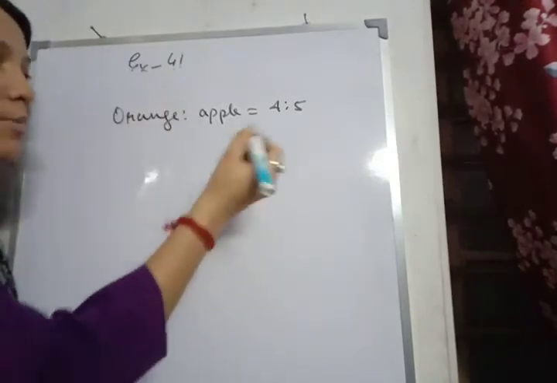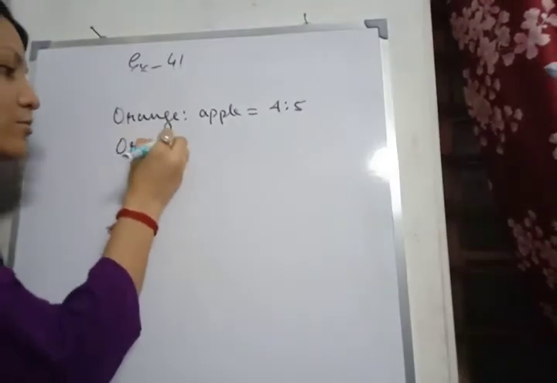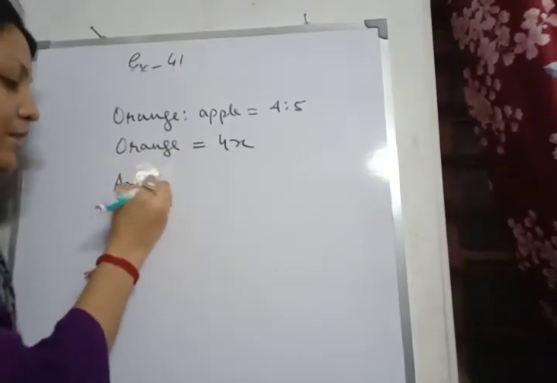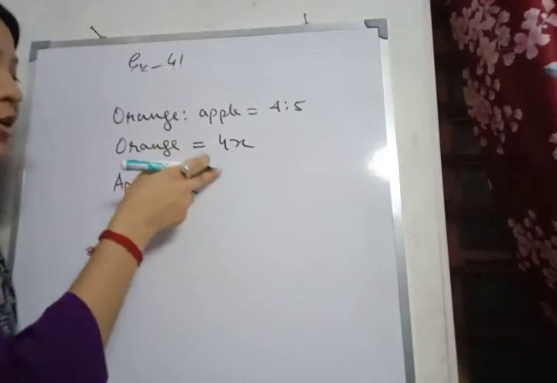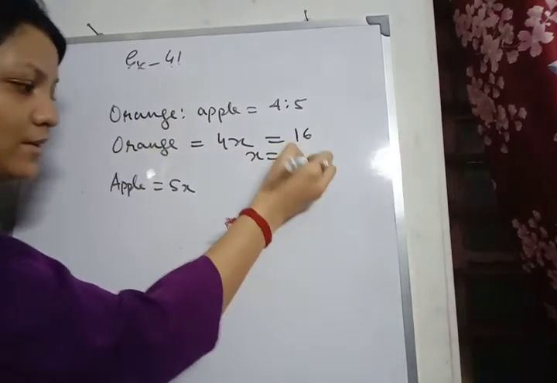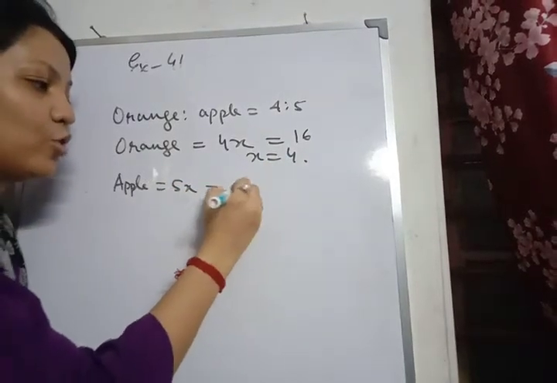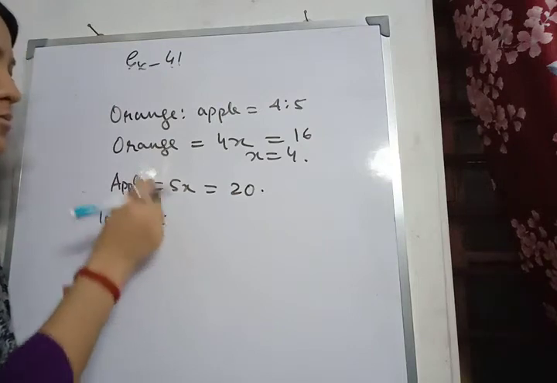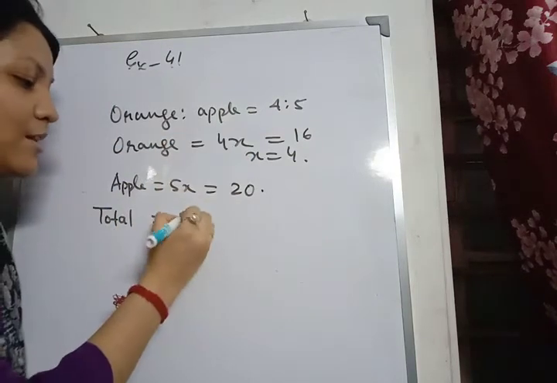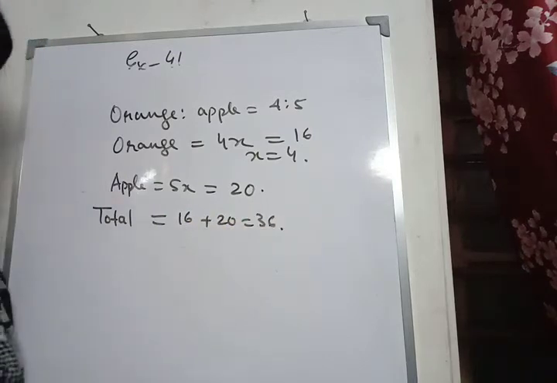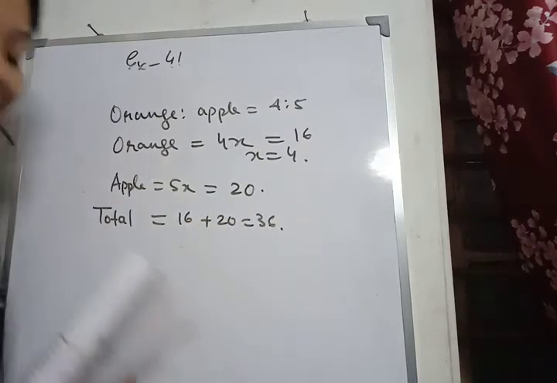So the common unit be x, so oranges will be equal to 4x and apples equal to 5x. As it is given in the question that the number of oranges is equal to 16, so x will be equal to 4, right? So the number of apples will be 5 into 4, that is 20. So total number of fruits, how much? Number of oranges, that is 16, plus number of apples, that is 20, equals 36 fruits in the basket.